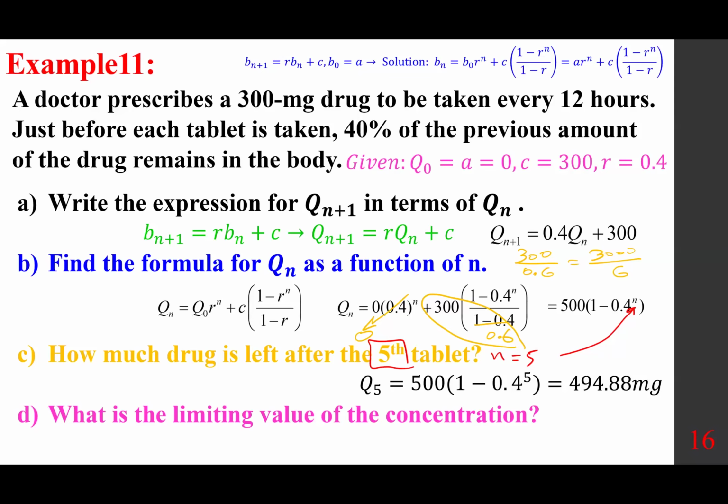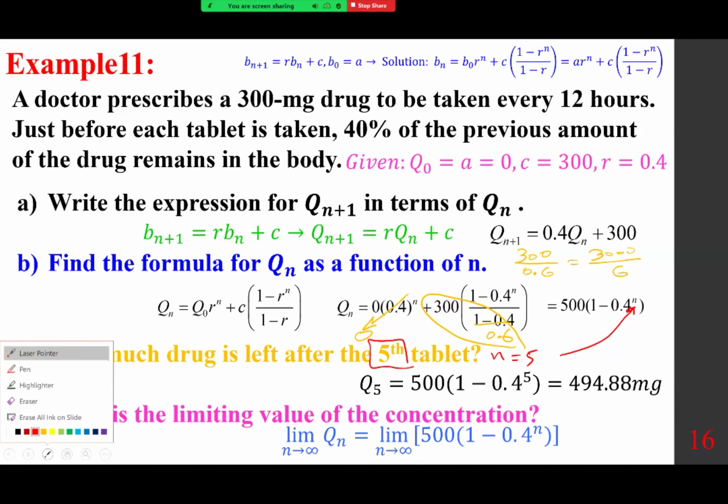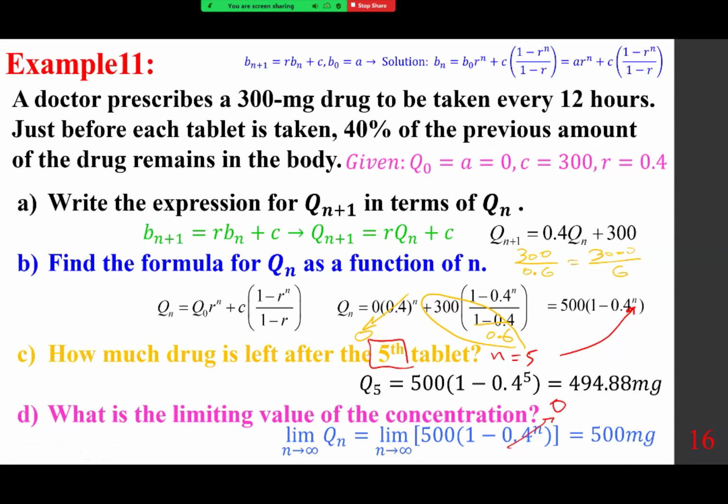What about the limit? You just have to take the limit of the expression we just found. As you recall, when n goes to infinity, 0.4 to the power of n goes to 0, because this number is between -1 and 1. So when this goes to 0, you get 500 milligrams of medication. And we're done.